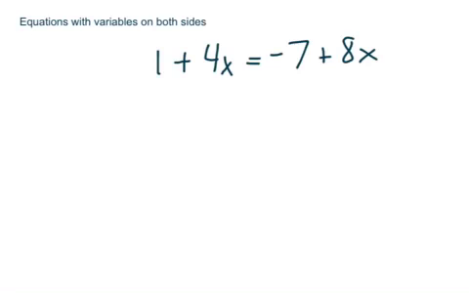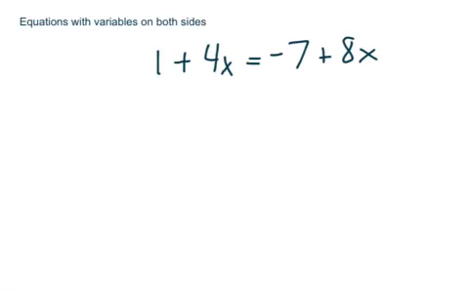It doesn't matter which side of the equation our x or any variable ends up on. The variable could be on the left-hand side, it could be on the right-hand side. In this case, we've got variables on both sides. So the first thing we want to do, if we don't have any like terms to combine, and we don't in this case, is go ahead and pick which variable we want to deal with first.